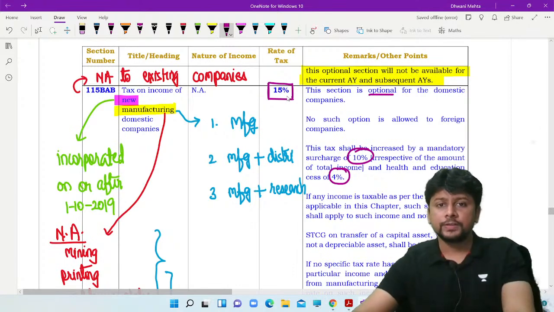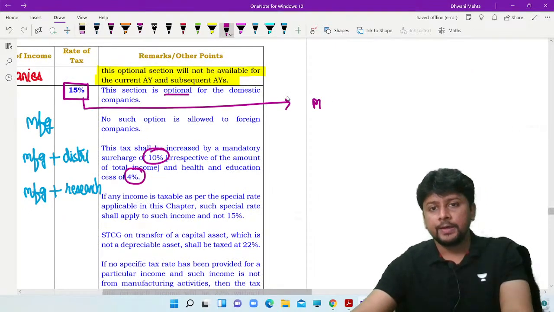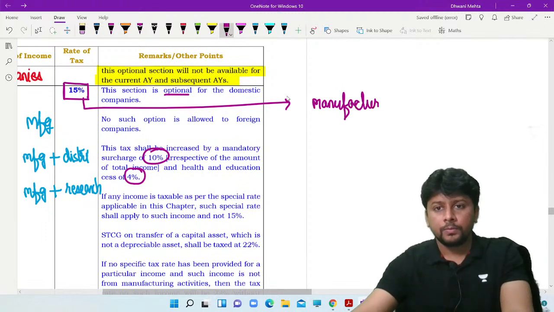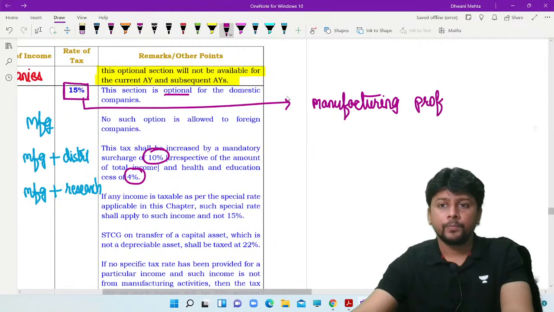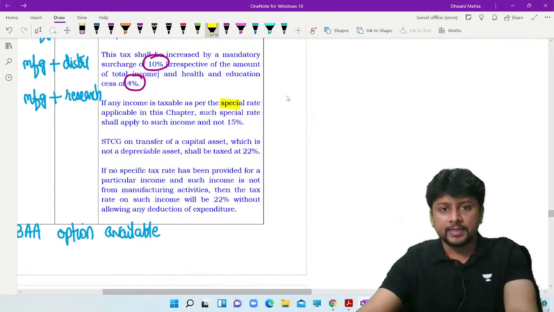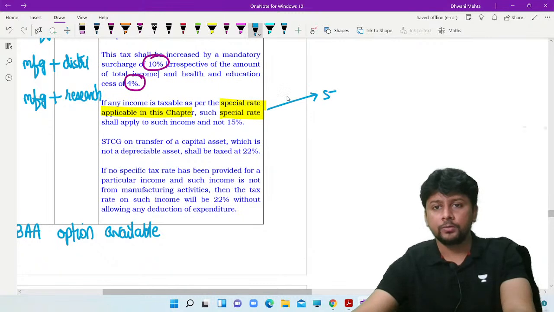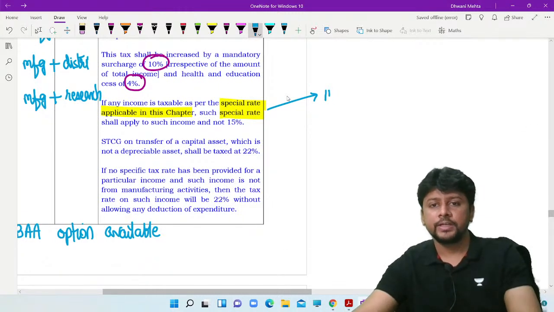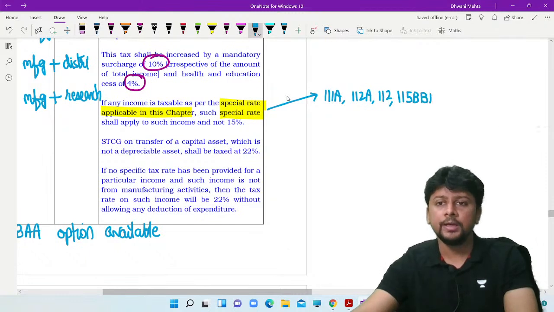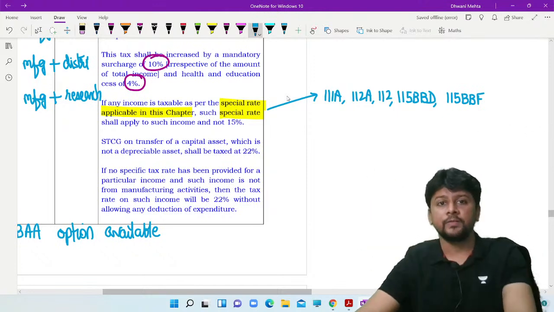But the whole focus of this section is to ensure that this 15% is applicable to manufacturing profits only. How does the section achieve it? It says if any income is taxable as per the special rate applicable in this chapter, then such special rate will apply. We are already aware what we are talking about: section 111A, Section 112A, Section 112, Section 115B, 115BBF. You earn royalty income on a patent which is developed in India, you pay tax at 10%. Those rates will still prevail.